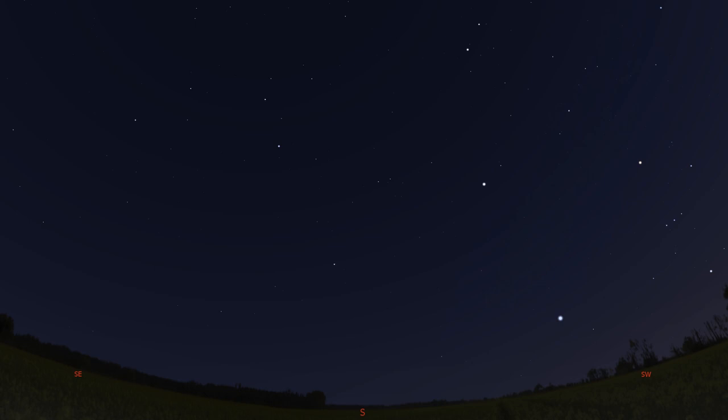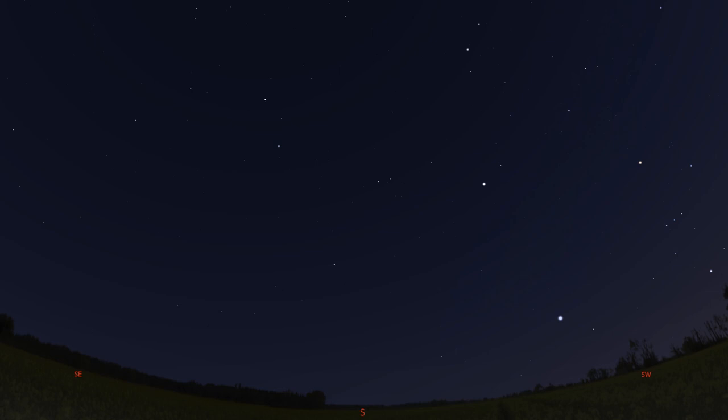Each week I cover another constellation, and tonight we'll have a look at Cancer, the Crab. The Crab is one of the more difficult constellations to see, as it has no bright stars, and in fact, if you're not under a dark sky, it's hard to see it at all.